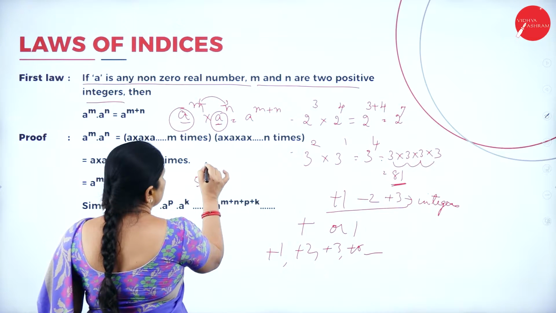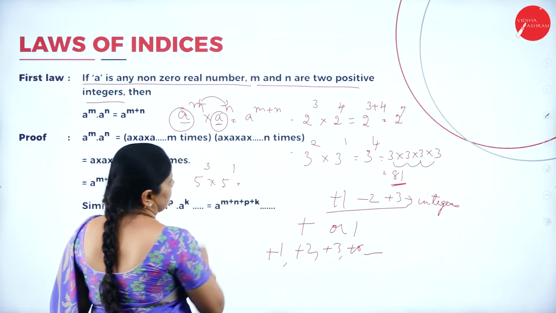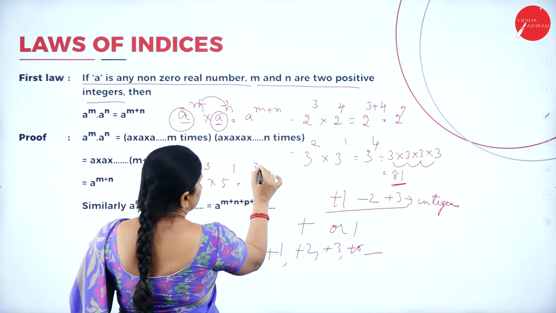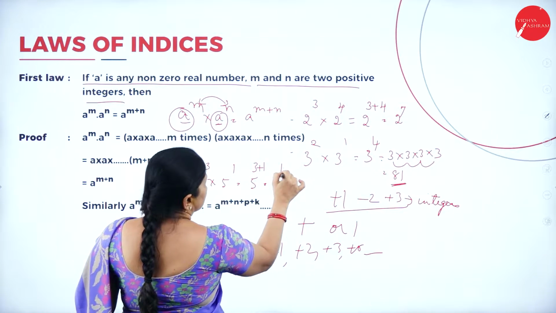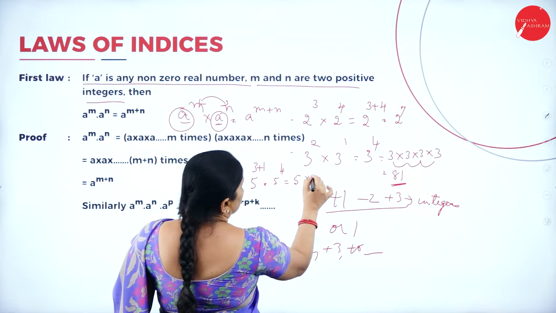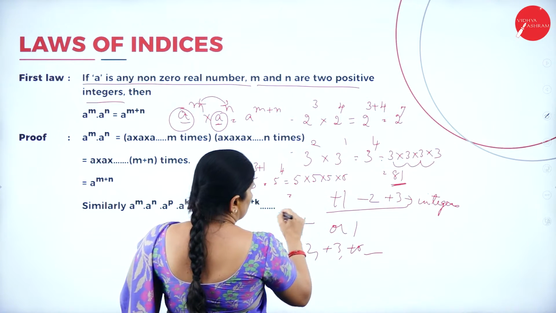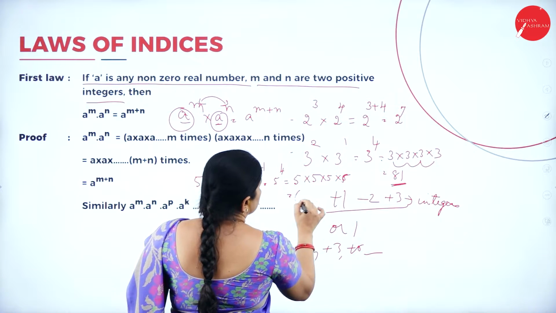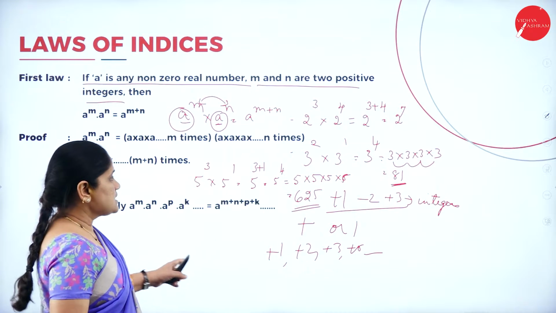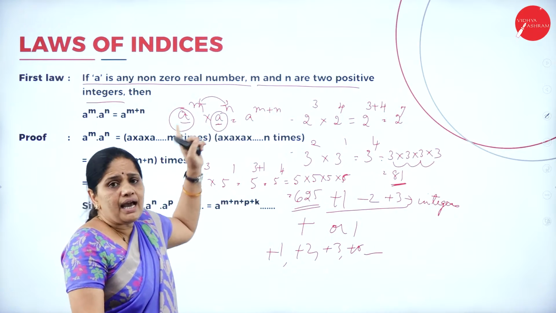Suppose it is 5 to the power of 3 into 5 to the power 1. So, what will be the answer? 5 to the power of 3 plus 1, that is equal to 5 to the power 4. So, what does 5 to the power 4 mean? It will be 5 into 5 into 5 into 5. So, 25 into 5, that is 625. So, in this way, we should understand that when the bases are same, the powers can be added.